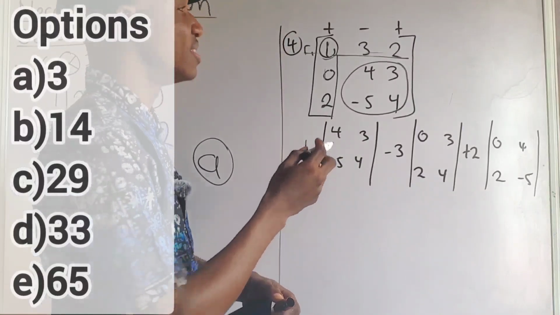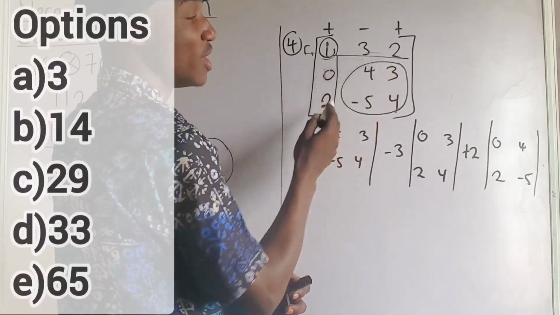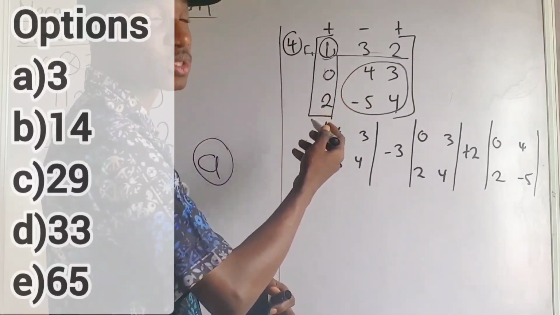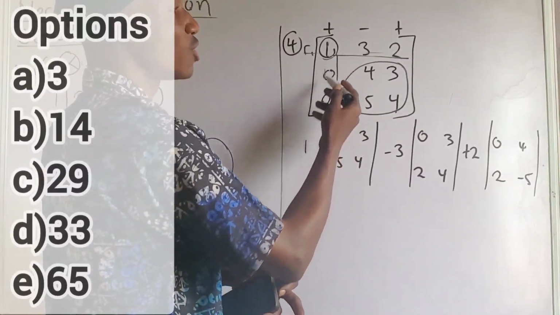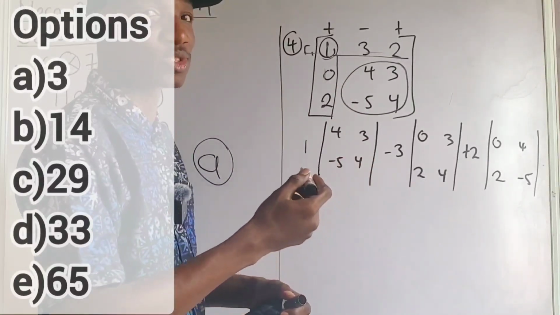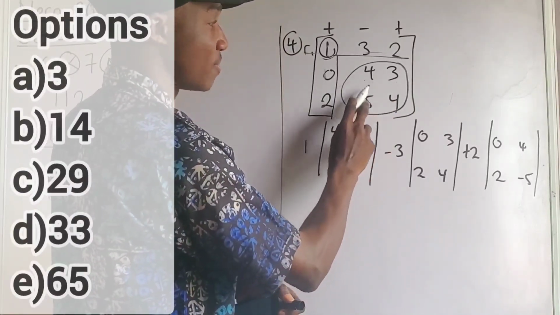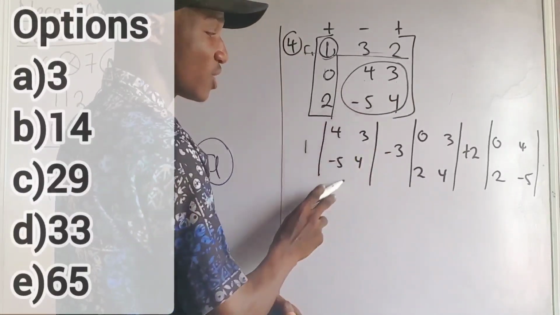The numbers attached to 1 are 3 and 2 in the row segment, and 0 and 2 in the column segment. So you are going to ignore those numbers and isolate the numbers that are not attached to 1. That is 4, 3, negative 5 and 4. That's why I have this.